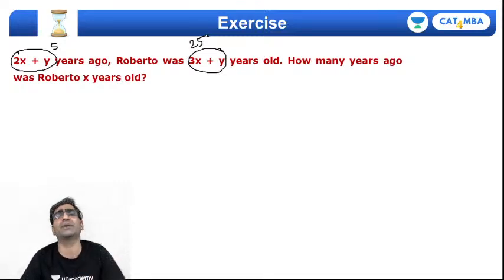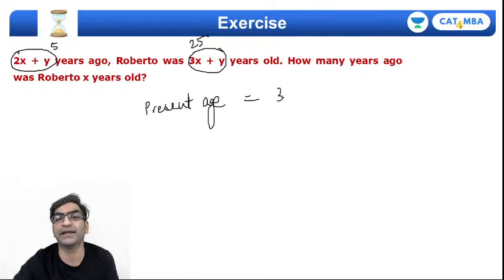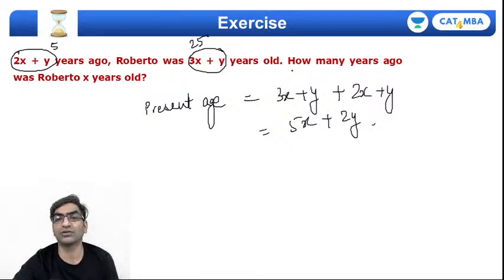If 5 years ago he was 25, today he is going to be 25 plus 5, 30 years old. What did I do? I added 5 plus 25. So here also you can say the present age for Roberto must be 3x plus y plus 2x plus y. Right? So that becomes 5x plus 2y. No brainer, right?